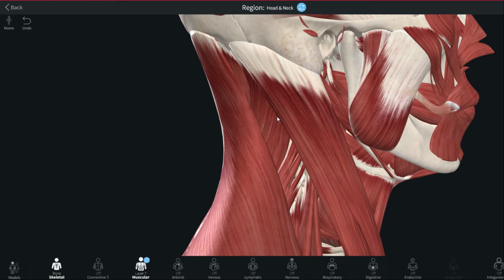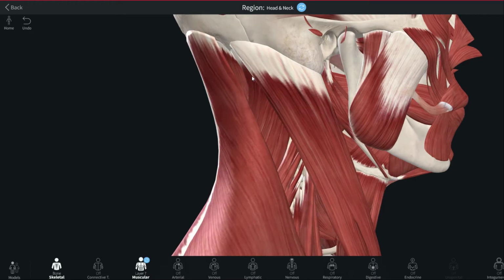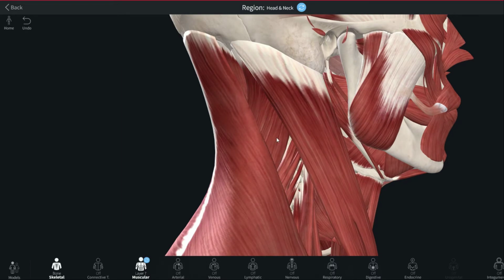What is the second layer of the deep cervical fascia? The second layer is what we say to be the pre-vertebral layer of deep cervical fascia. That is the second layer. So the pre-vertebral layer of deep cervical fascia covers these muscles constituting the muscular floor of the posterior triangle.